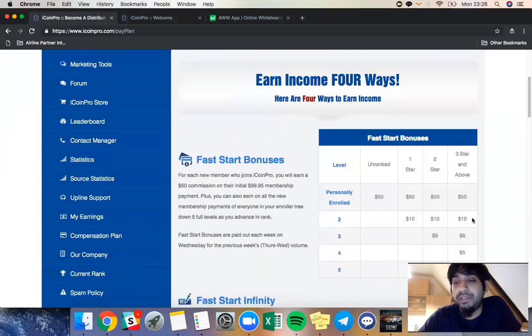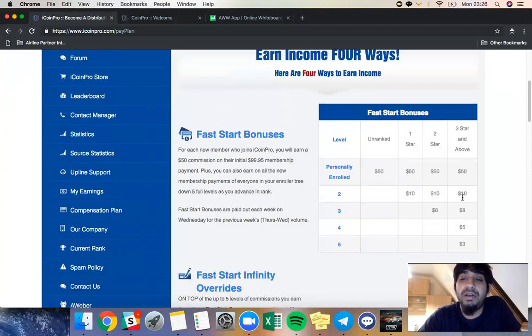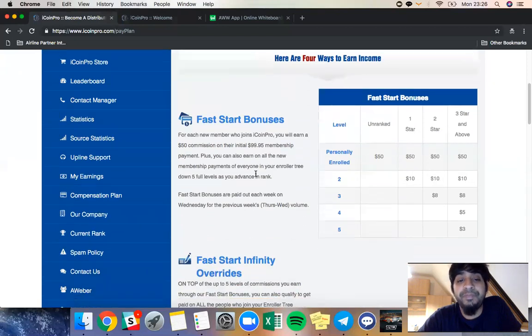Obviously, there are levels, and if you're already on the 3-star and above, and somebody under you gets a fast start bonus, then you get 10 from that. And if somebody below that, then you get 8, 5, and 3, and it goes down. So it goes 5 levels down for the fast start bonus.